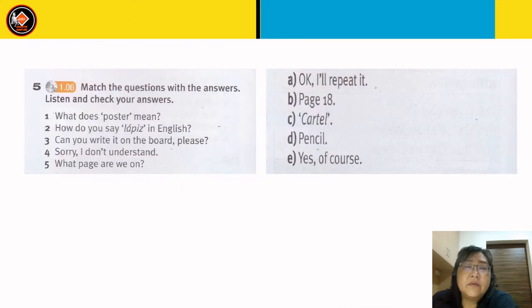Now for number 5, you are going to listen. So then match the question with the answers. So listen and check your answers. So you have, what does poster mean? How do you say lápiz in English? Can you write it on the board, please? Sorry, I don't understand. What page are we on? So these are the questions. So let's get the answers. Okay, I'll repeat it. Page 18. Cartel. Pencil. Yes, of course.